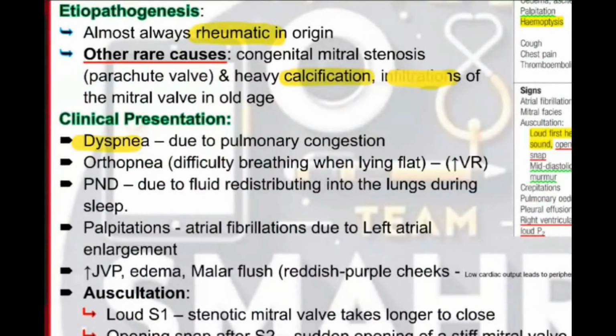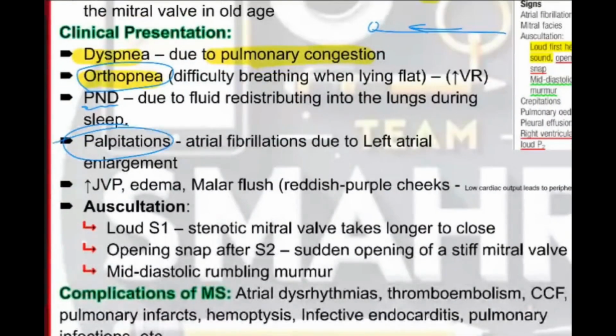How will the patient present to you? Dyspnea, tachydyspnea, pulmonary congestion, backflow. Orthopnea. Why orthopnea? Orthopnea means difficulty breathing when lying down. Because when the patient lies down, there is more venous return, so more difficulty in breathing. PND, due to redistribution. Palpitation may also happen. Right heart failure signs like JVP and edema can occur in chronic cases.